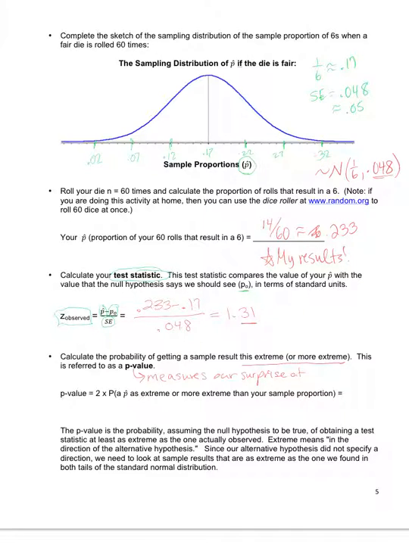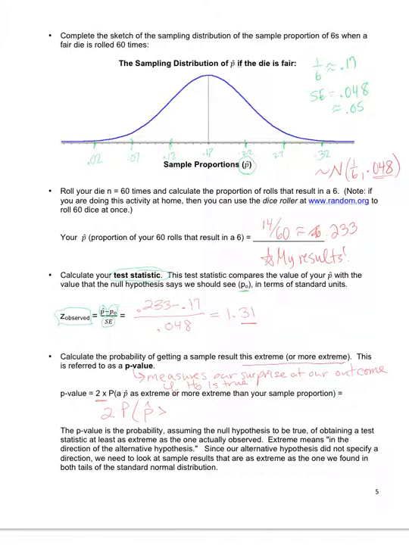At our outcome, or p-hat. And this again is all if the null hypothesis is true. So if the die is fair, this is going to tell me how surprised I should be at my outcome. All right, so down below we're going to do 2 times the probability that I get a p-hat greater than 1.31. As extreme or more extreme than my sample proportion. So as big as 1.31 or bigger.